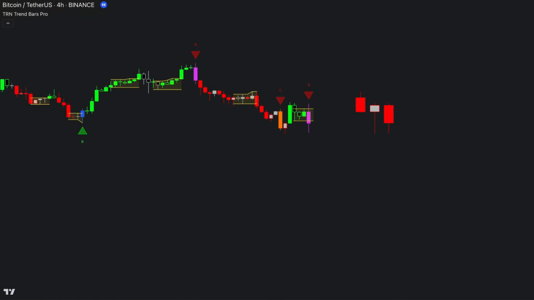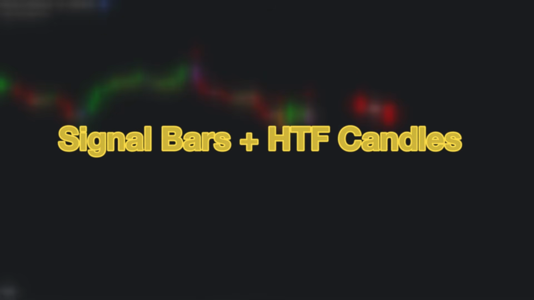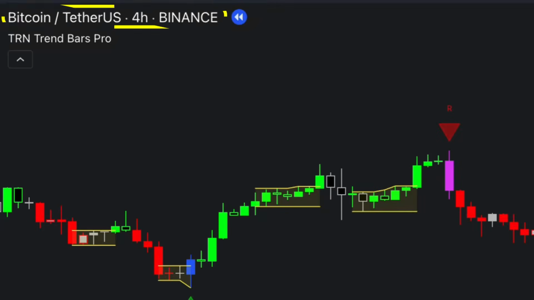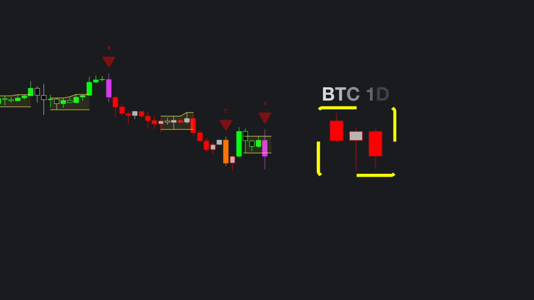Now let's take a look at another setup where we use the signal bars in combination with the higher time frame candles to find a market entry. We are at the Bitcoin 4-hour chart and on the left side you can see the last 3 daily candles of the Bitcoin daily chart. We just confirmed the bearish reversal bar and at the same time we are in a downtrend on the daily time frame as the trend bars are red.